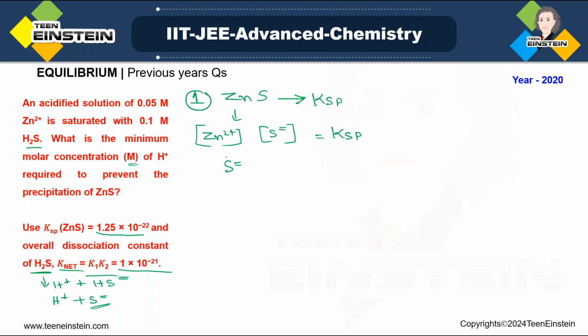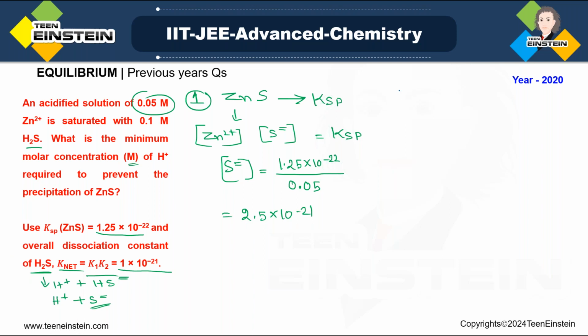So the S2- concentration we will find from the value of Ksp, which is 1.25 × 10^-22, divided by the zinc concentration, which is given. So now we know the concentration of sulfide. Now what is the second part?